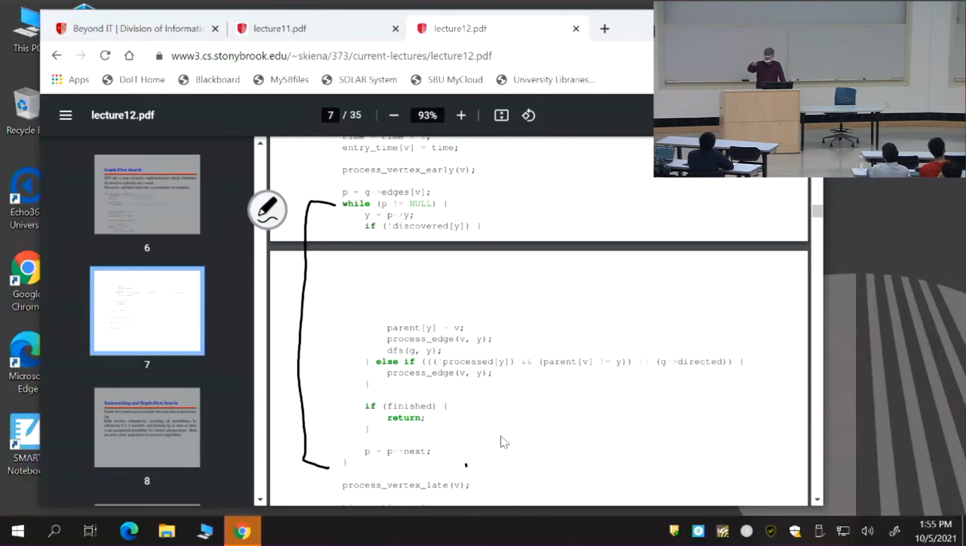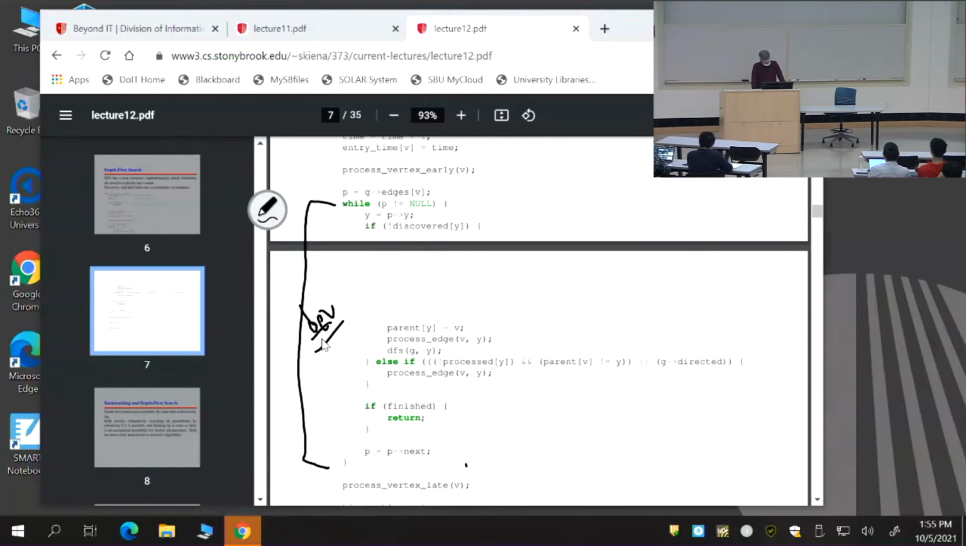How many times? The degree of V, right? If V has only one neighbor, it'll only go around once. If it goes around n neighbors, if it was connected to everybody else, it could be n minus 1. But this is going to go around the degree of V times, right?